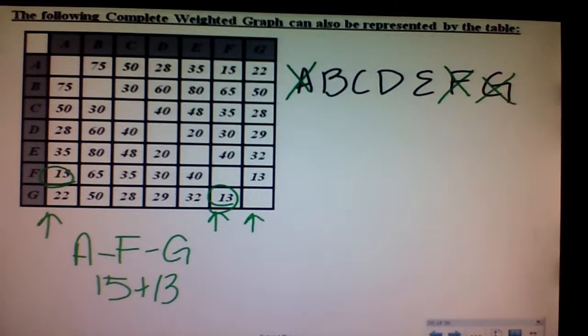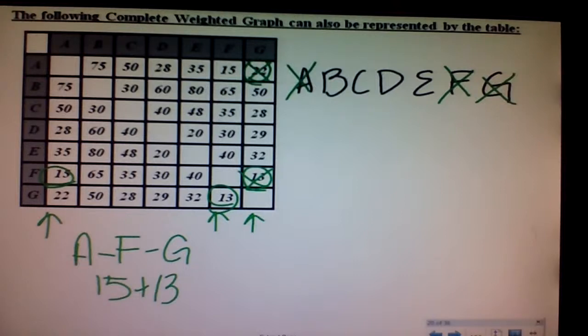Watch what happens when I go to G though. 22. My smallest number is 13, but that's F. Already been there. Cross it out. It's A. Okay? You can't go back to A, so you have to cross that out. We can't go back to A until the end because we've already been there. So we can't use 22 either.